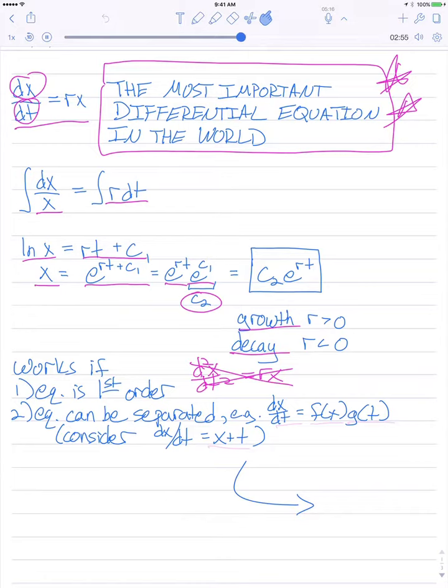It's got to be first order, and the second thing, of course, is that the equation has to be separable, meaning it has to be able to be written in the form dx dt equals something involving only x times something involving only t. As a counterexample, you can consider dx dt equals x plus t. You can't factor that into something only with x's and something only with t's, so it's not separable.